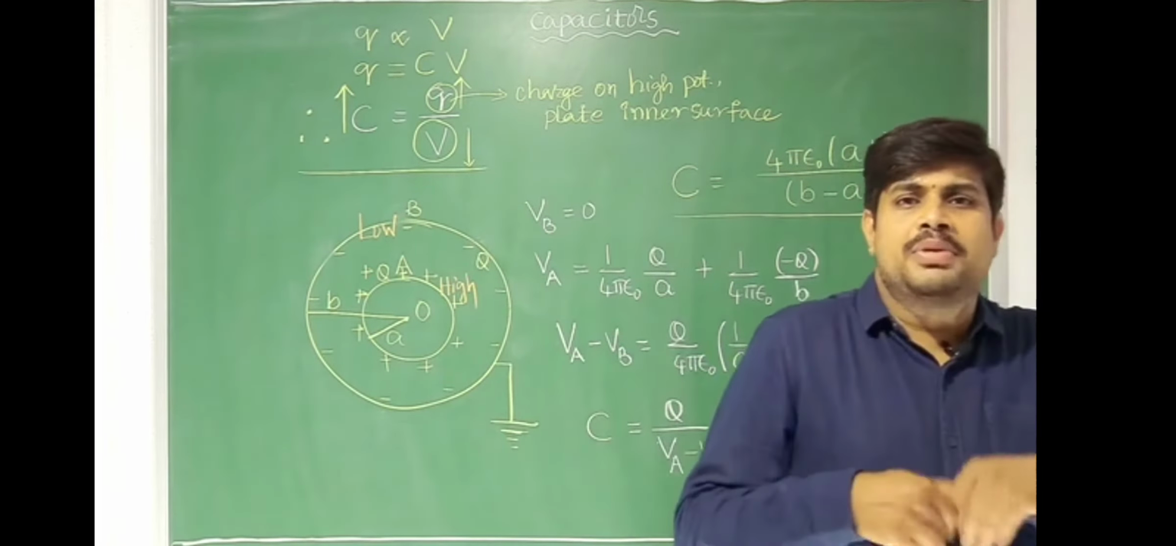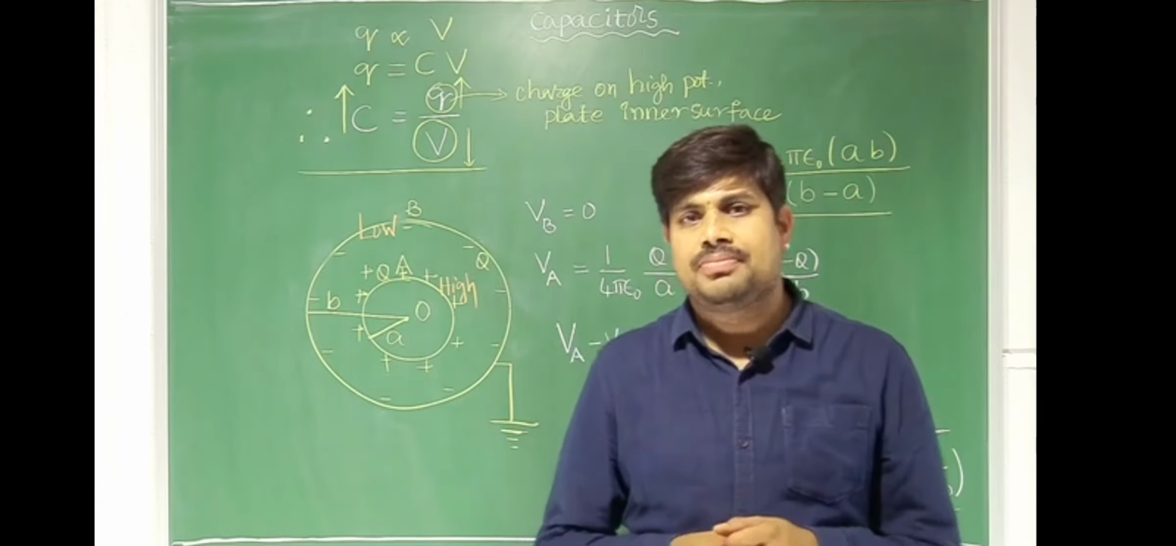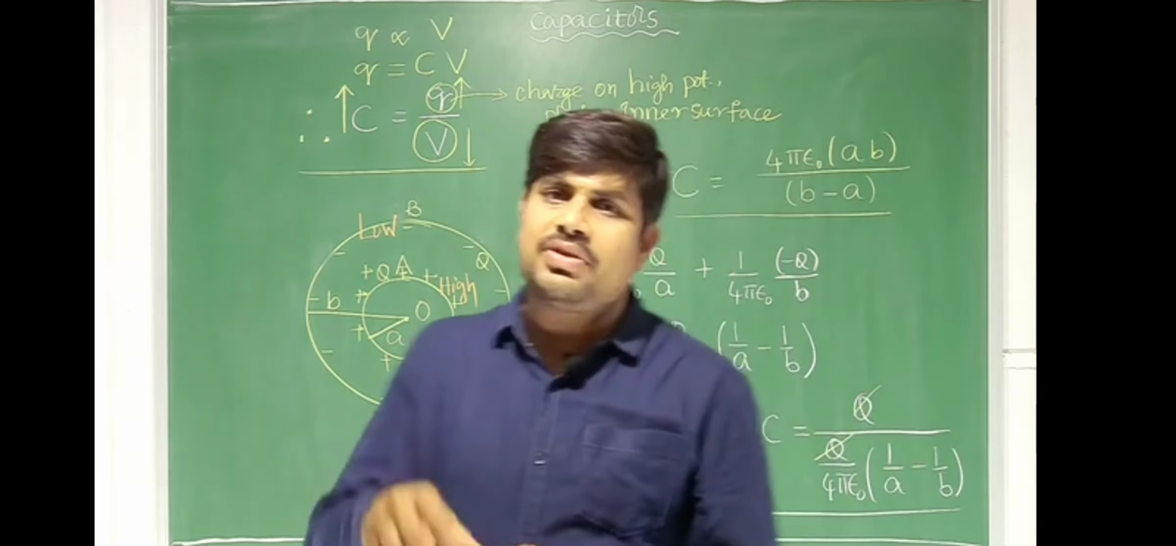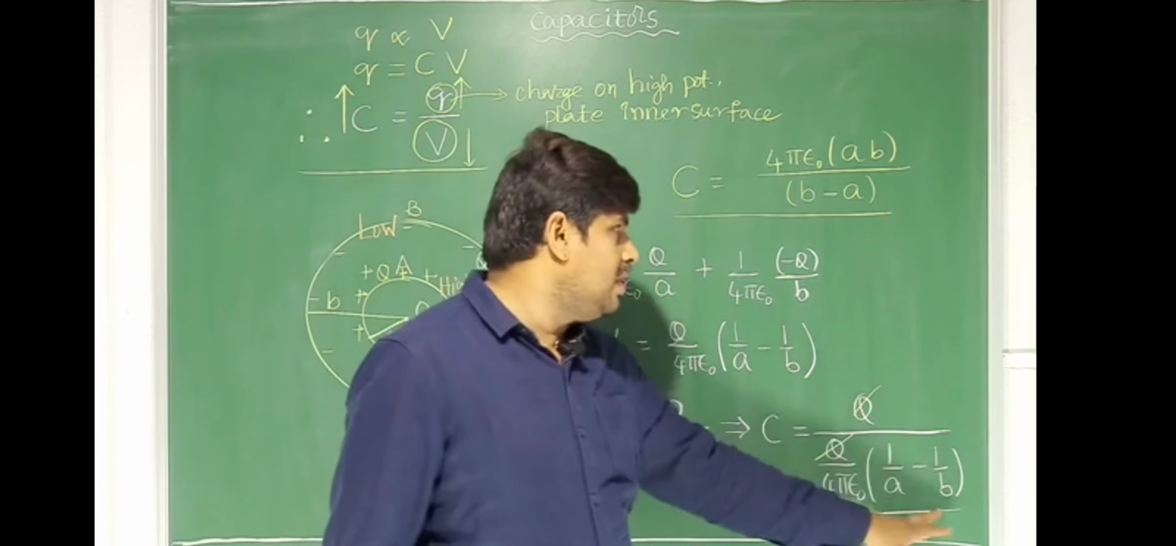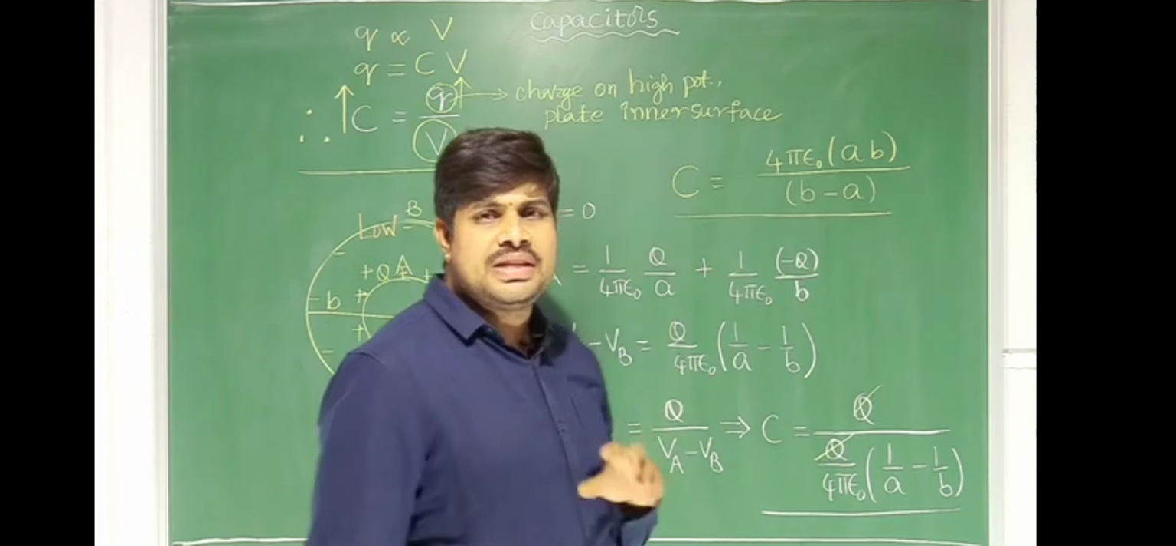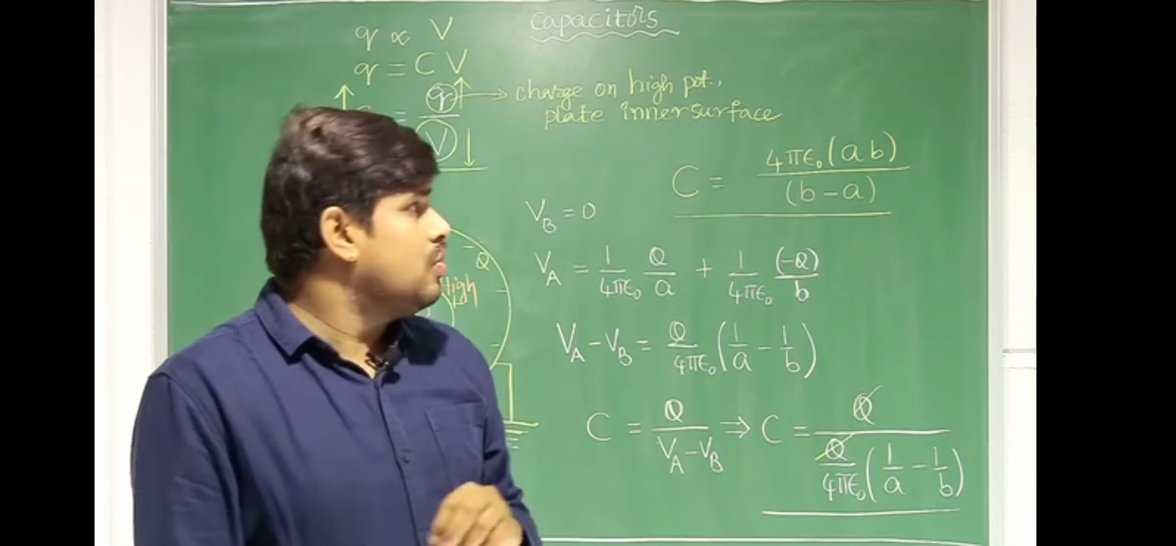Suppose if it is able to accommodate more charge, you can say that it has more capacity. But basically, capacitance is not dependent on the presence of charge. So capacitance depends on two things. Here, if you observe 1 by a minus 1 by b, or if you observe this as ab by b minus a, these are set with the radius. So think over regarding that.